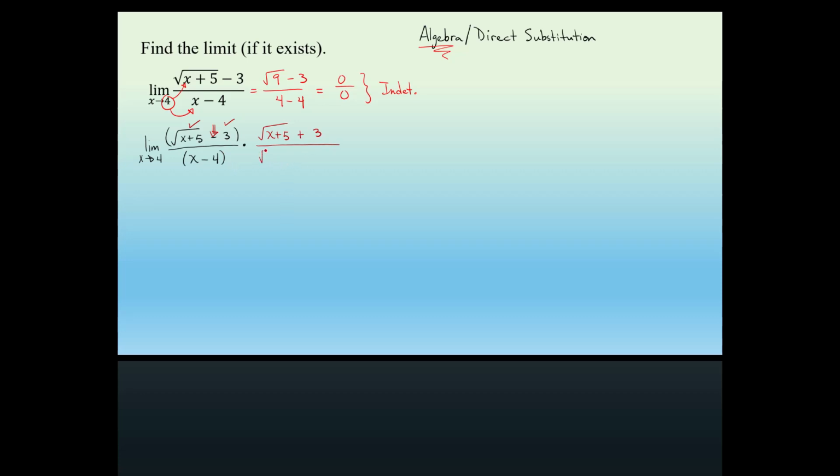And I need to make sure I do it to top and bottom. This is what we call manipulating the expression without changing the expression. It looks like I'm changing it, but because I'm multiplying top and bottom by the same thing, I'm actually multiplying by 1, which means I'm not really changing it, even though it looks changed.